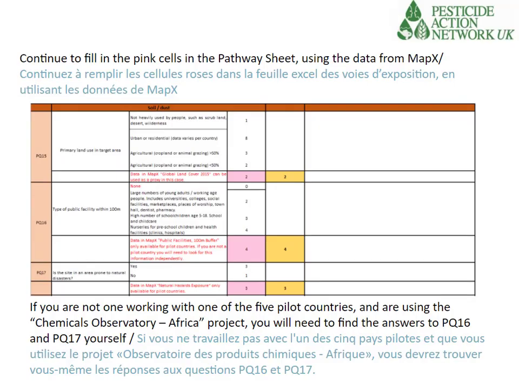So that should be all that you need to know in order to use MapX quite quickly. As I said before, you can access it directly from the ChemOps Africa website. And you can go down and continue to fill in the pink cells in the pathway sheet using the data from MapX. And you can see in the red, we have put the names of the data sets. You can search for those in the project that you are using, or you can navigate to them by going through the categories, which are organized according to the categories in the calculator.